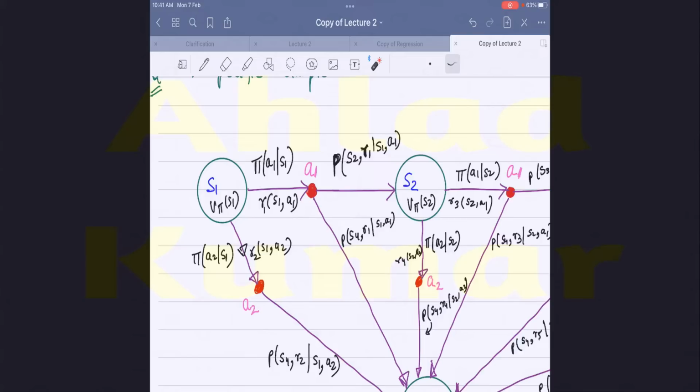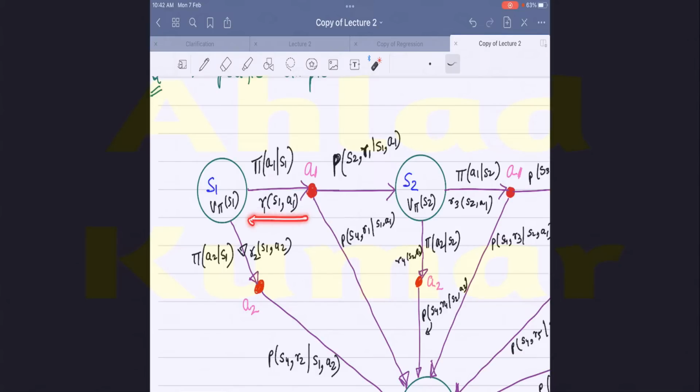Then again, the second thing that you will notice in this particular arrow is the rewards. Here rewards are defined as a function of state and action. So if you are in state S1 and you have taken action A1, then the rewards are defined by this definition, and let us call this reward R1. When you take action A1 in this state S1, let us call that reward R1. So this is given over here.